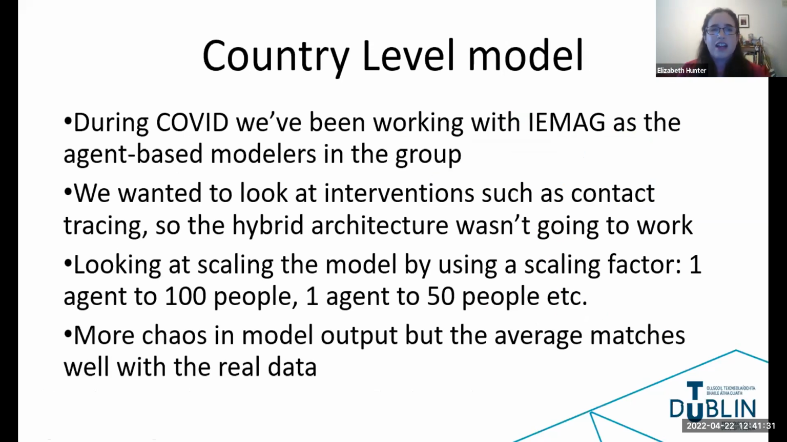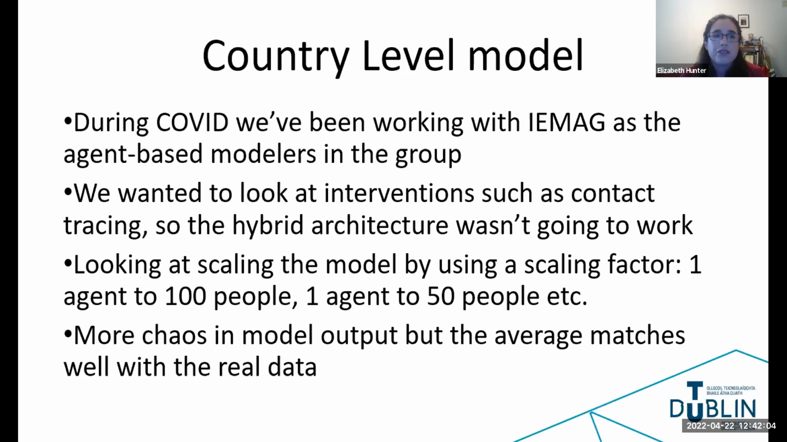So the hybrid model was kind of the last step of my PhD, and we ran some experiments looking at things like closing schools in measles outbreaks based on centrality, and then the COVID-19 pandemic happened. During COVID-19, we were working with the Irish Epidemiological Modeling Advisory Group as the agent-based modelers in the group. There are a number of types of models that the group uses, including a population level SEIR model, as well as age cohort models.